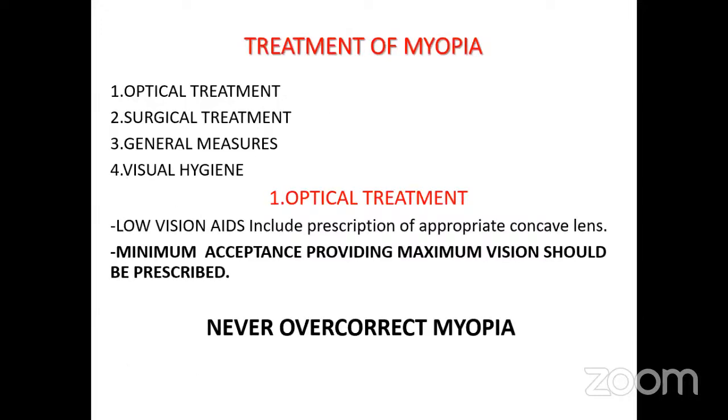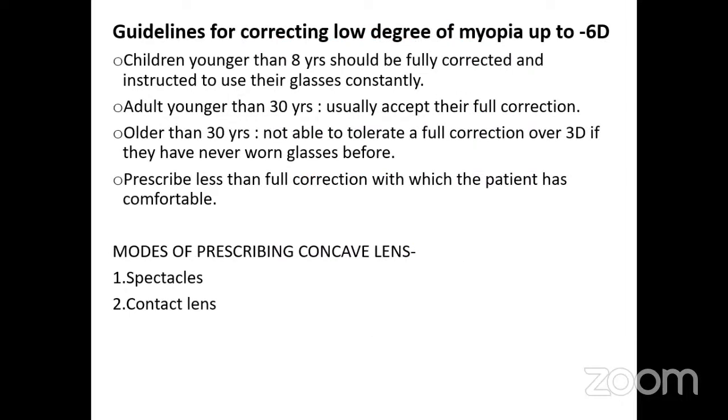Then treatment of myopia. First, optical treatment. Low vision aids include the prescription of appropriate concave lens, minimum acceptance providing the maximum vision should be prescribed and never overcorrect the myopia. Guidelines for correcting low degree of myopia up to 6 diopters: children younger than 8 years should be fully corrected and instructed to use their glasses constantly. Adults younger than 30 years accept the full correction. Older than 30 years are not able to tolerate full correction, so prescribe less than full correction with which the patient is comfortable. Then mode of prescribing the concave lens is spectacles and contact lens.